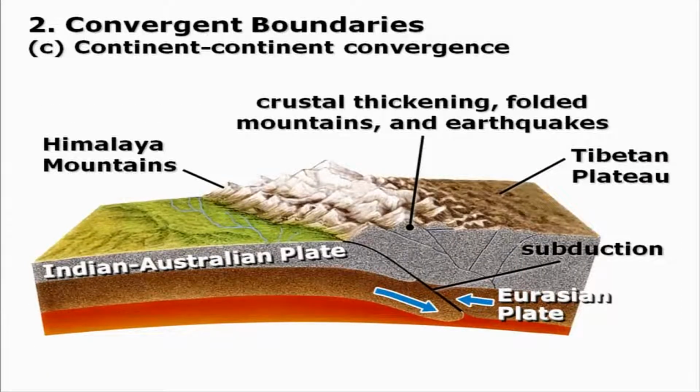Then comes continent and continental convergence. The best example of this convergence is the Himalayas, and as we discussed way back in the beginning, this will result in crustal thickening, folded mountains and shallow earthquakes. So, this is an example between the Indian plate and the Eurasian plate, where the Eurasian plate is overriding the Indian plate, because initially the Indian plate, which had an oceanic plate in front, subducted below the Eurasian plate.